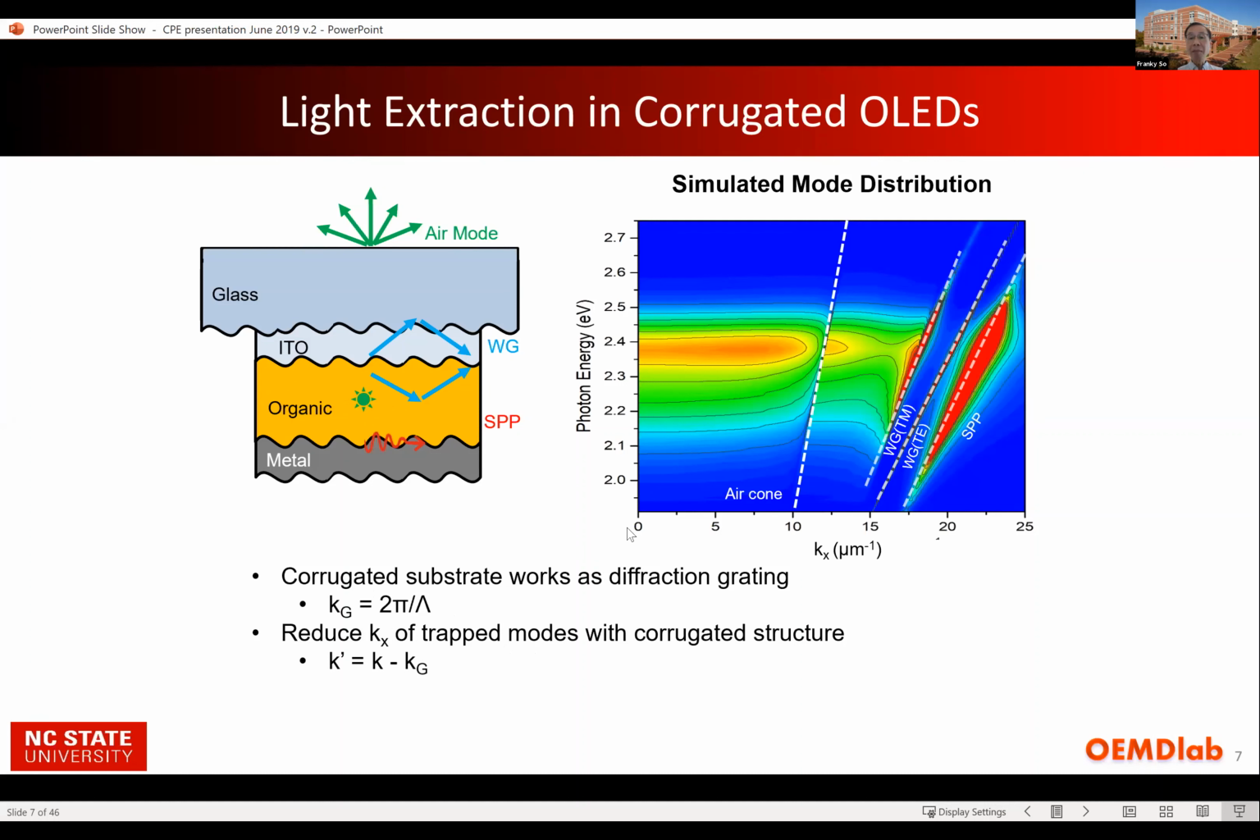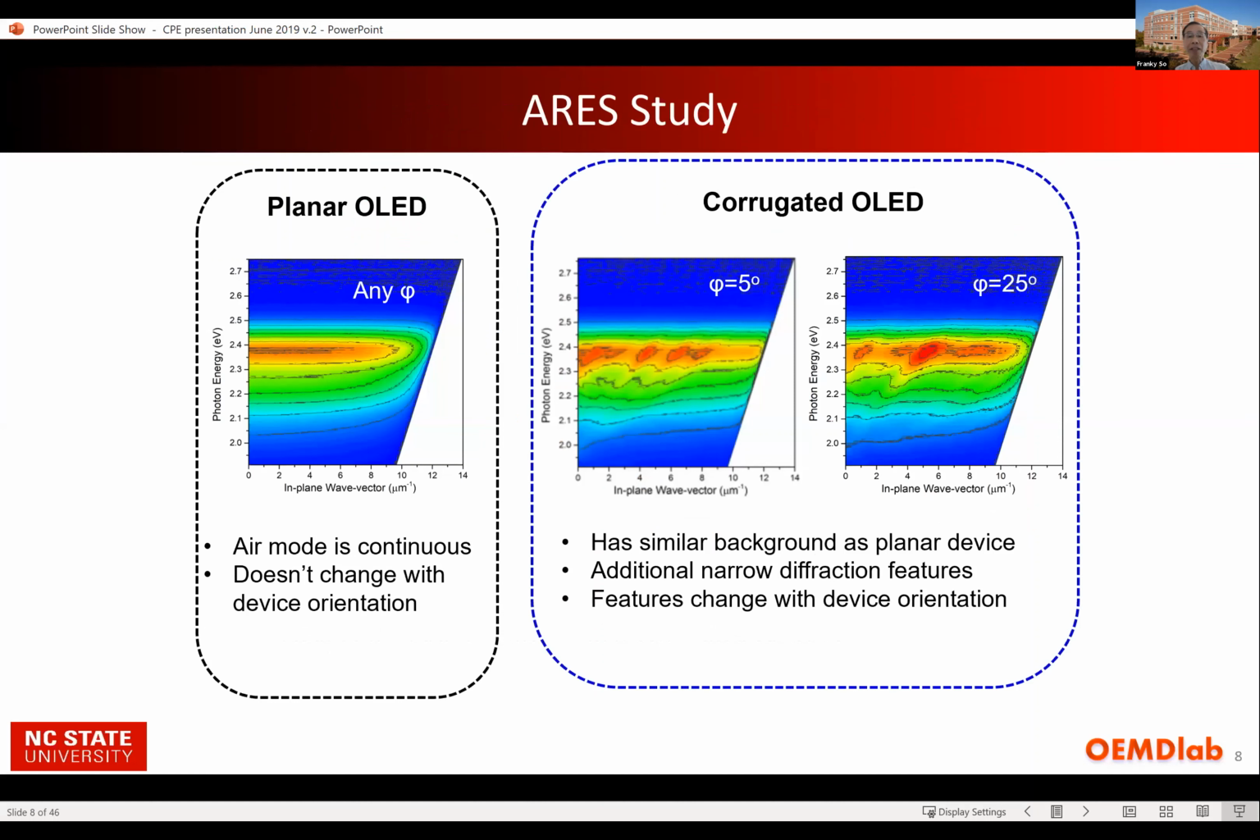So these modes, in a planar device, you will not be able to see. But when you have it on the grating, you can reduce the in-plane wave vector such that these modes can be extracted. Knowing the in-plane wave vector of different modes, you can identify the nature of the extracted mode. So this is the very first experiment that we did.